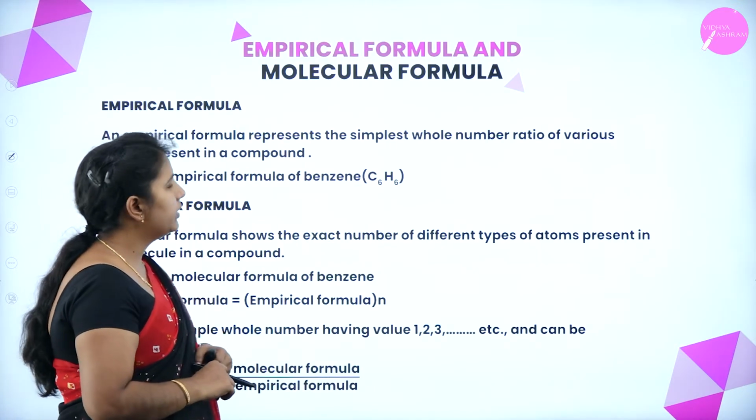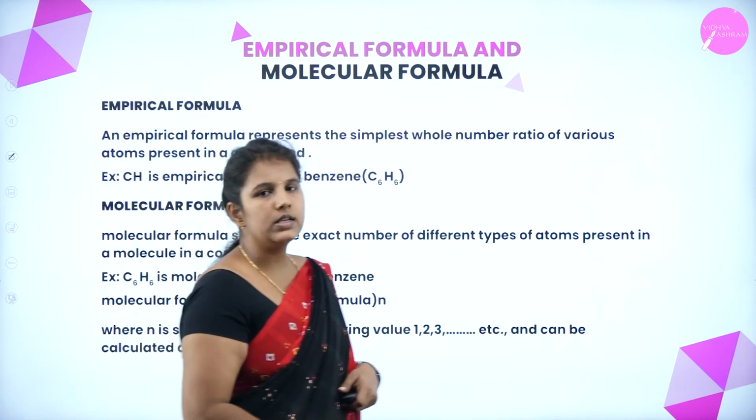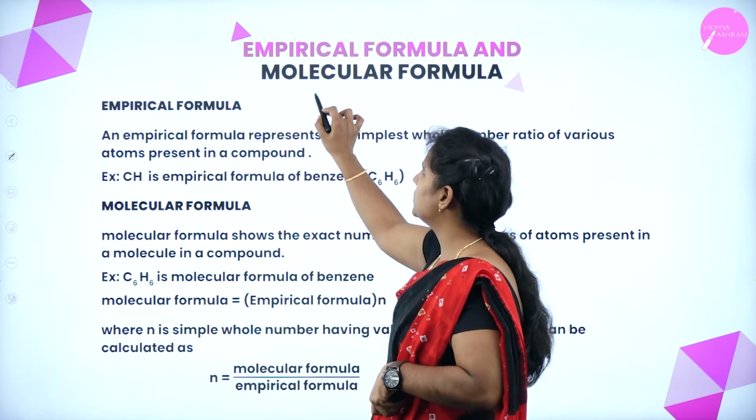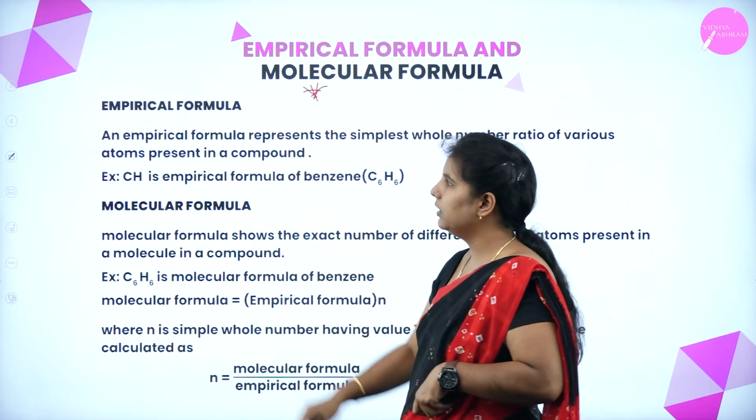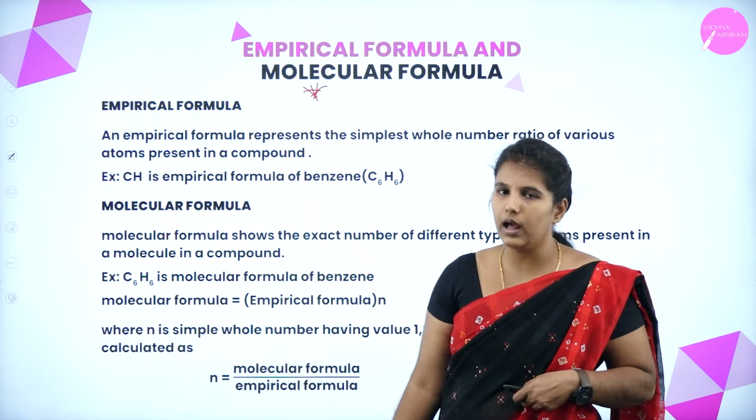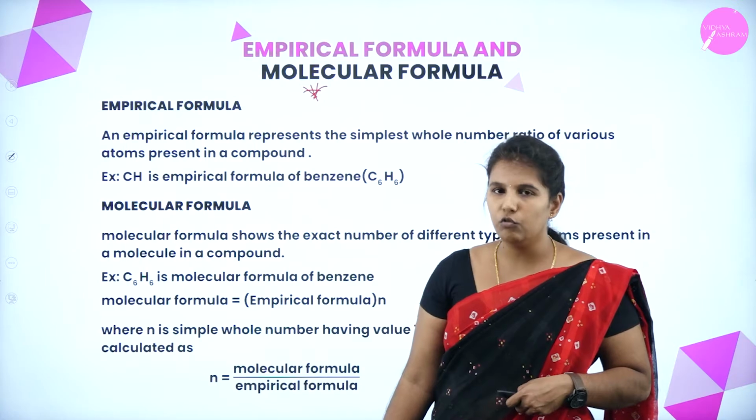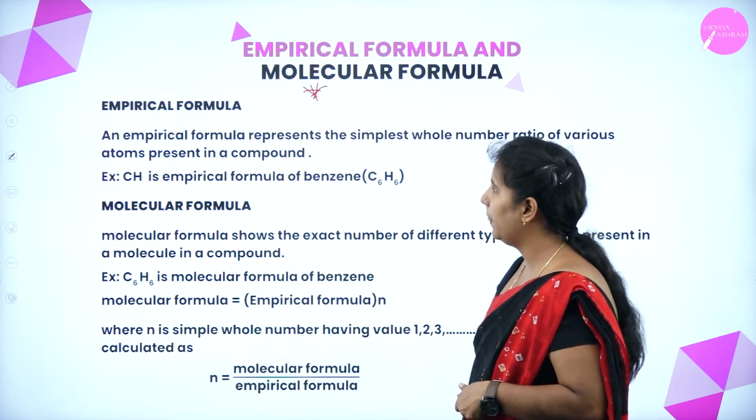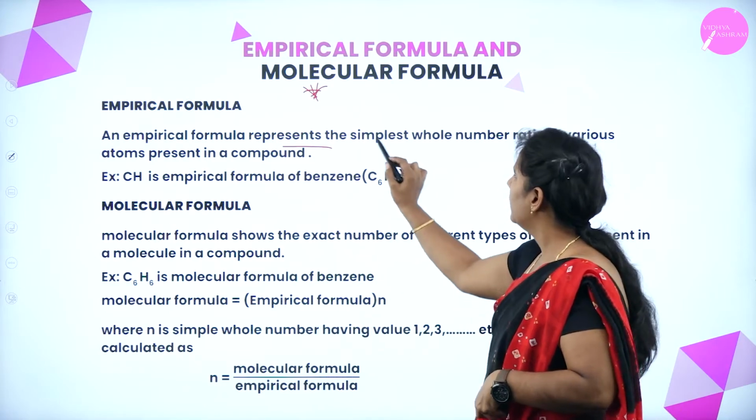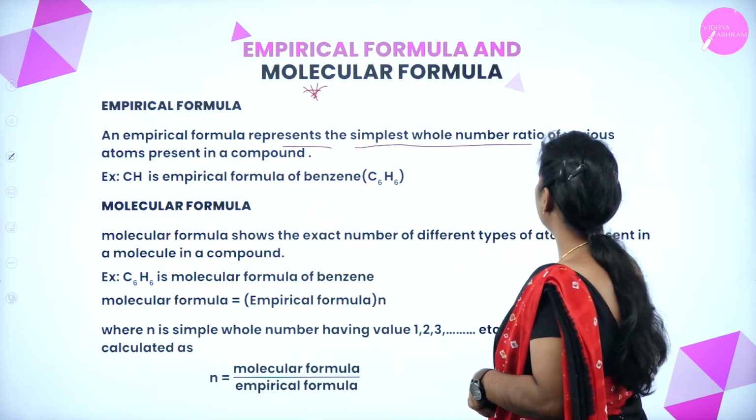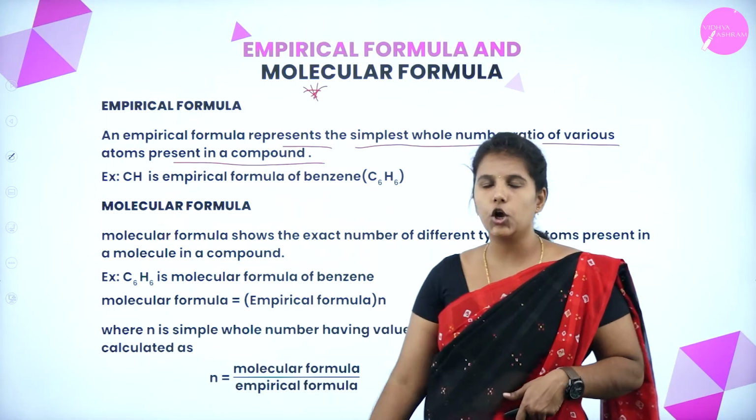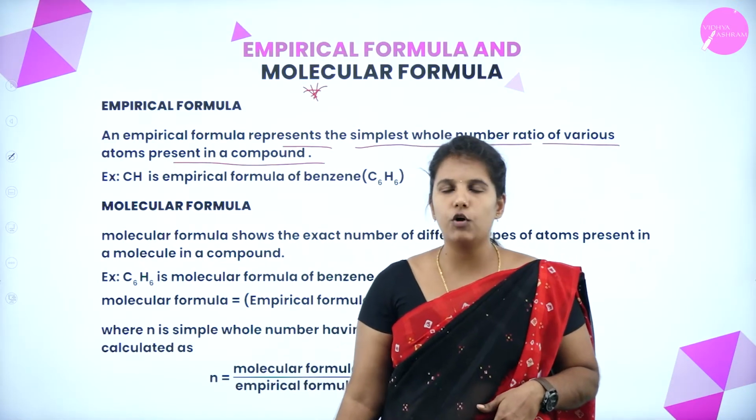Then we'll move on to the next topic, that is the empirical and molecular formula. It is also very important. Okay. So let's see what the empirical formula is. The empirical formula represents the simplest whole number ratio of the various atoms present in the compound. So it represents what?